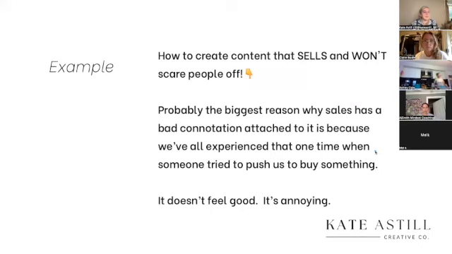The caption that accompanies that post: How to create content that sells and won't scare people off. We have a hook. So now it's time to talk about how to add value. And we're also talking about relatability.